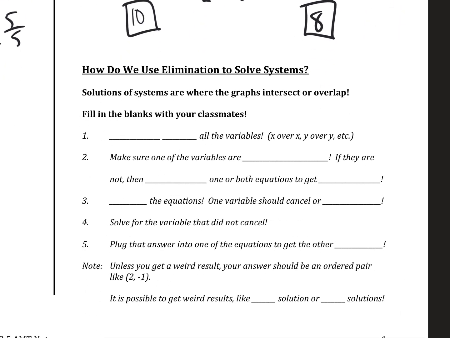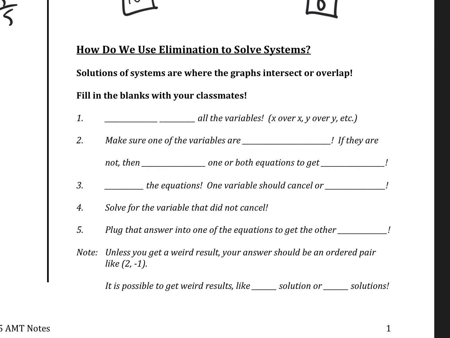All right, we've got some blanks to fill in here for how to solve systems using elimination. I want you to see if you can fill in these blanks. Go ahead. All right, so with substitution, we need to get x or y by itself. Elimination is a little bit different. The first thing we need to do is line up all the variables. We need x over x, y over y, etc.